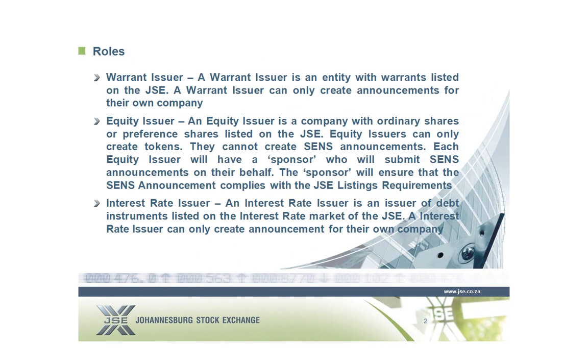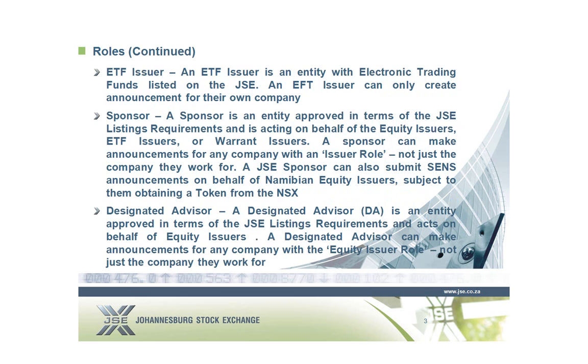The first user for every issuer, sponsor, or DA will be registered by the JSE on approval of that entity in its specific role. This user will be called the super user. The system makes provision for various issuer roles and also the sponsor and DAs. The super user will have the ability to register the additional users on the IR system.